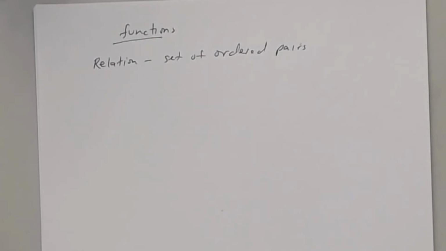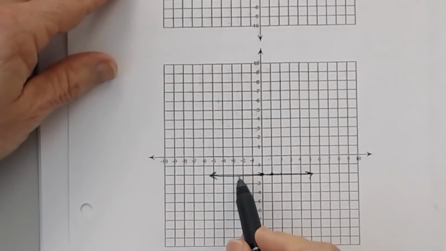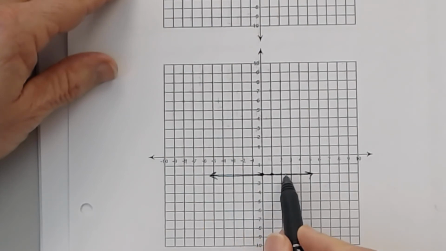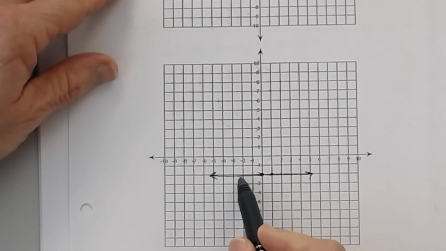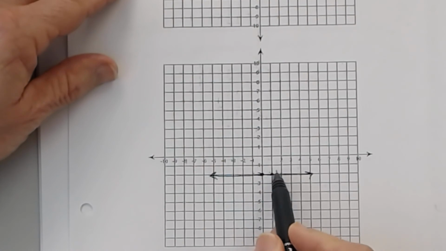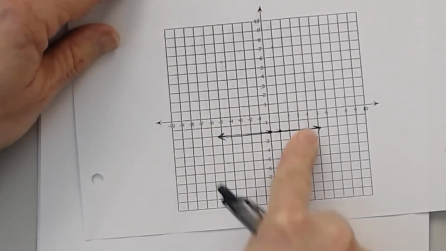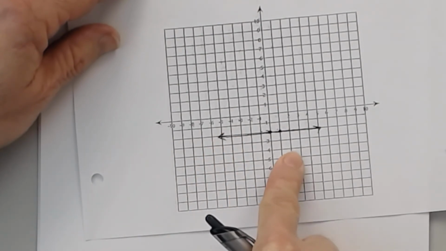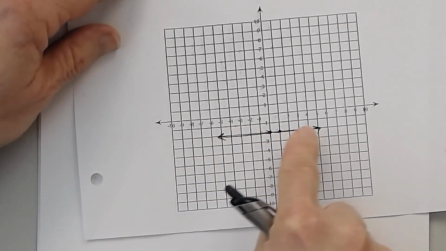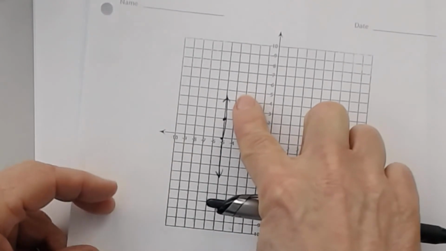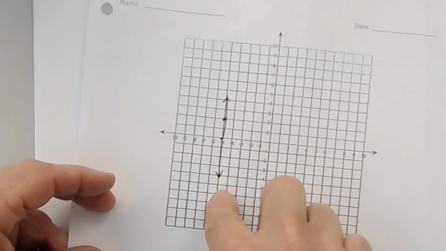So when I graphed it, listen carefully, all these points on here are ordered pairs. There's an x and a y coordinate. So is what I'm pointing to a relation? Yes, because it's made up of a set of ordered pairs. Is this a relation? Yes, it's made up of a set of ordered pairs.